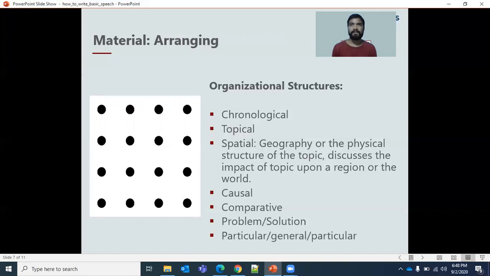In this, we compare two events or two things or two places to each other. Next one is problem solution. In problem solution, we first define what the problem is, and after that we go to the solutions. Like mental health, what is the problem, and for physical health you can take food and so on. So what is the problem, and what is the best we can do to solve that problem. Next one is particular, general, particular.